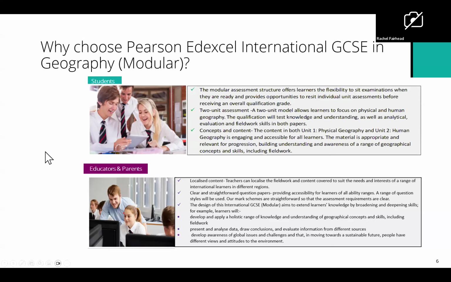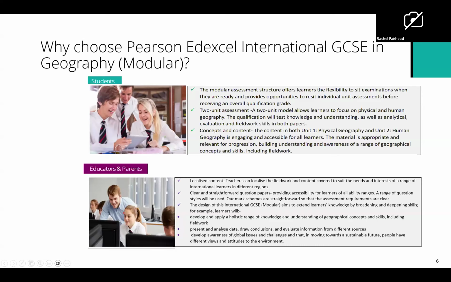The other thing is that, with this modular course, there are clear, straightforward question papers. They are accessible for learners of all abilities and ranges. A clear range of question styles is used, and mark schemes are straightforward, so that assessment knowledge and requirements are very clear. When we designed this international GCSE, the aim was to extend learners' knowledge by broadening and deepening the skills that they would develop. And that's very much of paramount importance within this qualification.